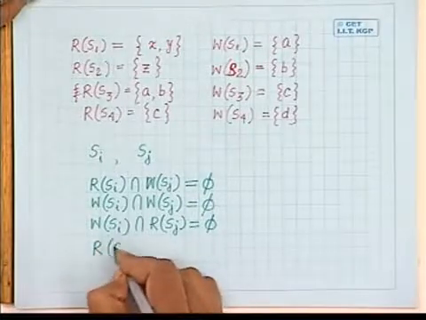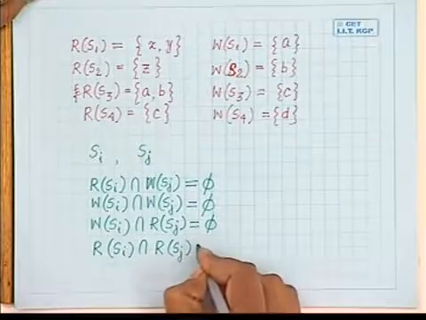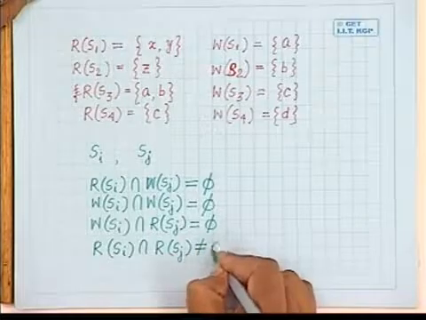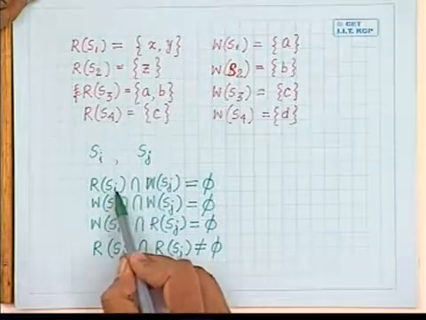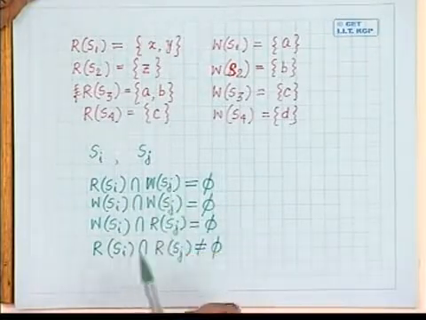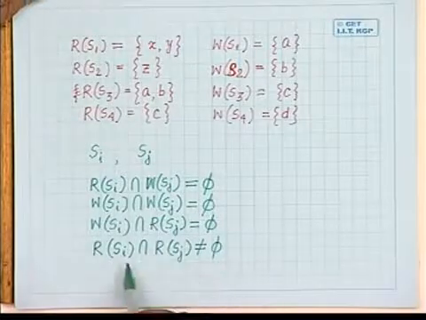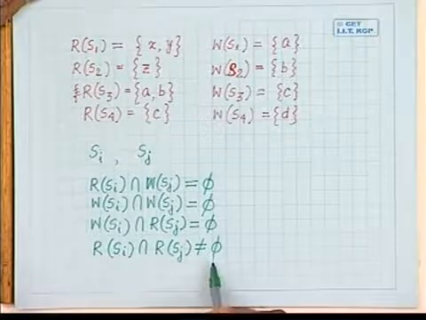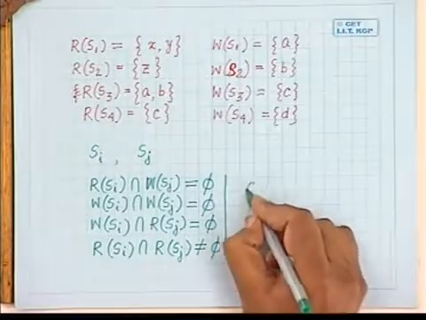However, if the read sets intersect, that does not prevent the two statements from executing concurrently. So, the read set of Si intersection with the read set of Sj, that may be null or it may not be null. Okay. So, I must have the condition that the read set of any statement should not intersect with the write set of the other statement, and the write set of any statement should not intersect with the write set of the other statement. However, if the read sets of the two statements intersect, this does not prevent us from executing S1 and S2 concurrently. So, this will be the concurrency condition.